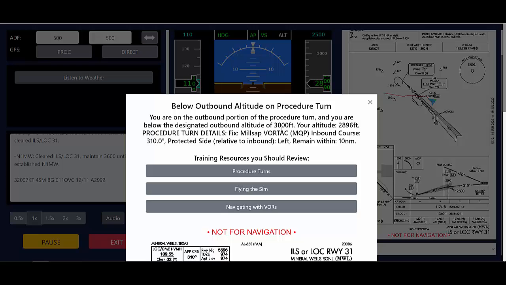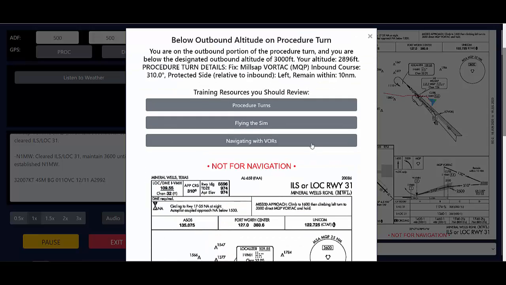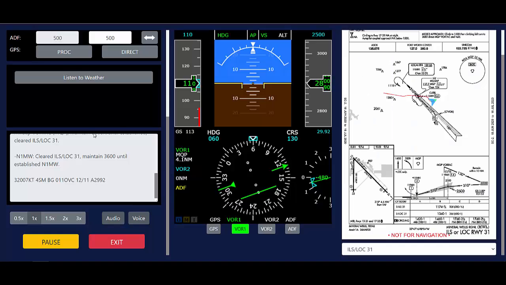It's telling us that we are below our 3,000 feet, and it tells us about the procedure turn. It says it has an inbound course of 310, and the protected side is on the left, and to maintain within 10 nautical miles.